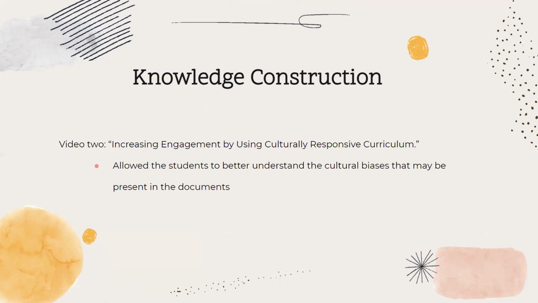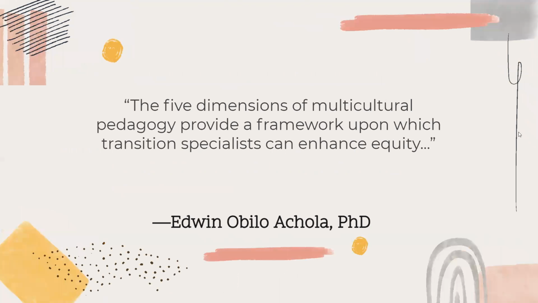Knowledge construction also didn't appear that much in these videos, but I think it was most obvious in video 2, which was entitled "Increasing Engagement by Using Culturally Responsive Curriculum." In the video, the teacher makes a specific point of making sure that her students know who the author of the documents that they are reading is, and understanding the biases that may be present in a reading or interview or primary source such as that, because of a person's background, identity, and views on certain subjects. Here's a quote from the first article that I thought was pretty nifty.